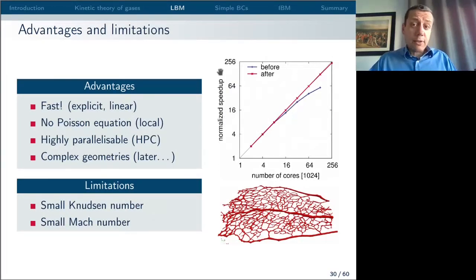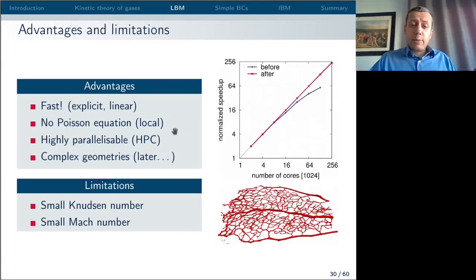Some advantages and limitations of Lattice Boltzmann: it is quite fast, and that is because it's an explicit method and it is linear in propagation. You don't have to solve a Poisson equation that you would normally have to solve for the Navier-Stokes equation. The Poisson equation is non-local. Since you don't have to solve it, Lattice Boltzmann is essentially a local algorithm except for the propagation to next neighbors, but that is a very minor non-locality.